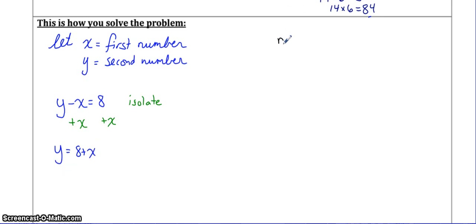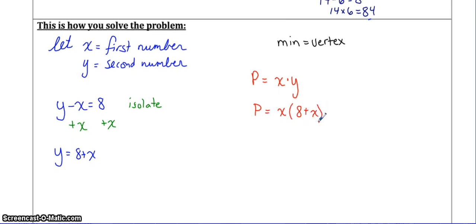So because we're trying to find a minimum now, that still tells us that we're trying to find the vertex. So the information we knew was about the difference. The information we're trying to minimize or find the vertex of is the product, and the product is equal to x times y. That dot means times. So we just found out that y was equal to 8 plus x. So once again, you can put this into standard form and use completing the square, but the easier method would be to average the zeros.